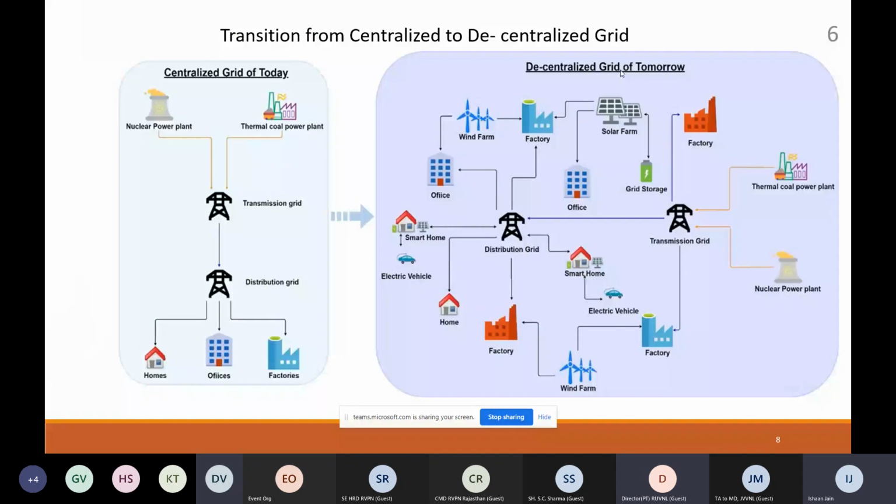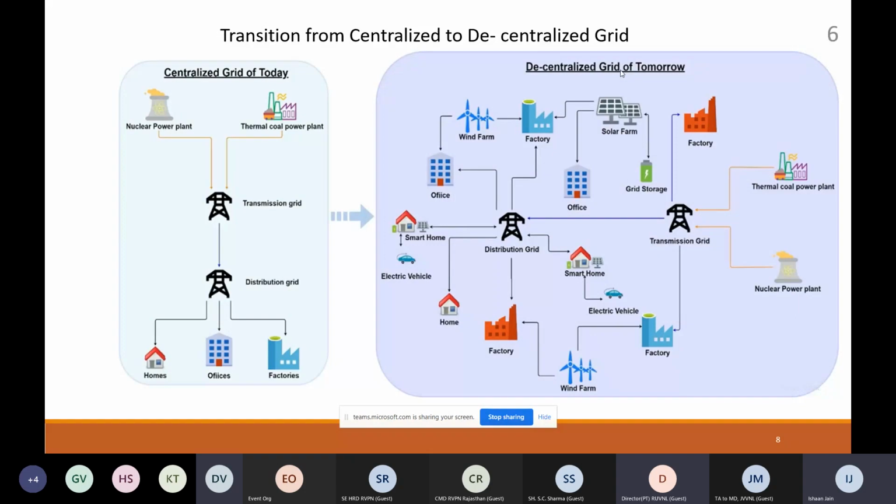In this figure you can see, currently we have the centralized grid, which has nuclear power plants and all traditional conventional power plants. And this is the decentralized grid of tomorrow. We are in the transit phase. We just have electric vehicles in some parts. Smart homes are yet to come in India. Factories, distribution grid, and aggregators we also do not have as of now.